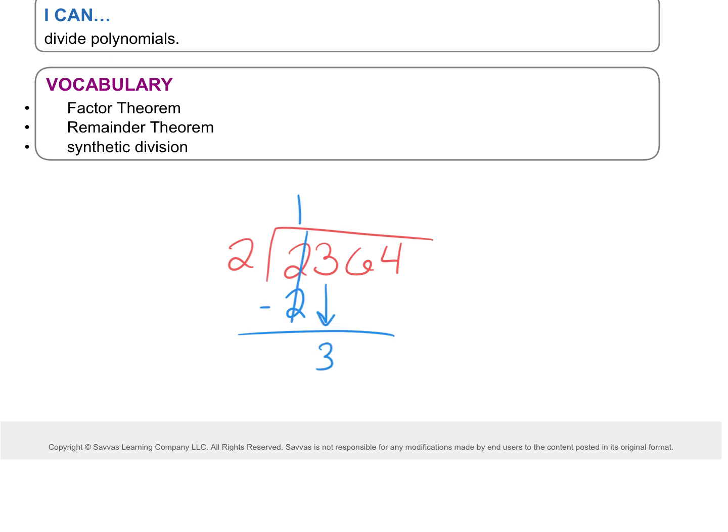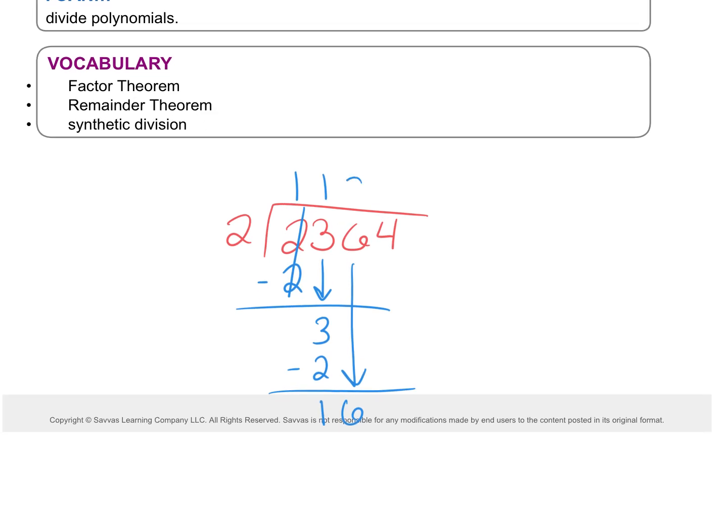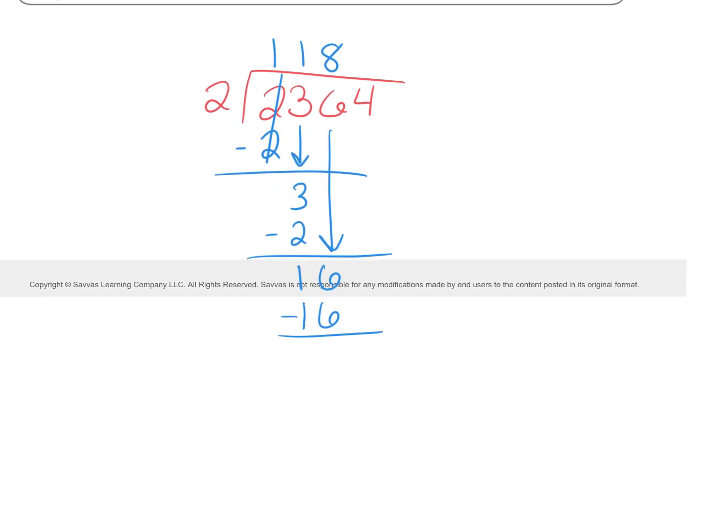Now I do the process over again. How many times does 2 go into 3? Once. 1 times 2 is 2. Subtract, what's 3 minus 2? 1. Bring down the 6. How many times does 2 go into 16? 8. 8 times 2? 16. Subtract. What's 16 minus 16? 0. Bring down the 4.